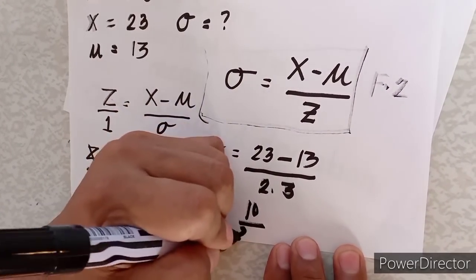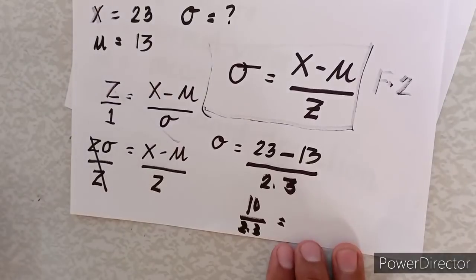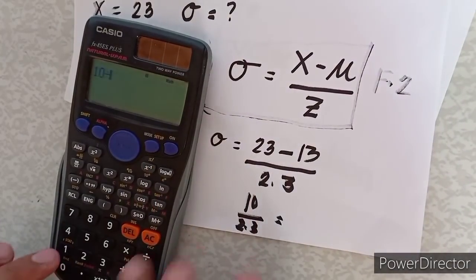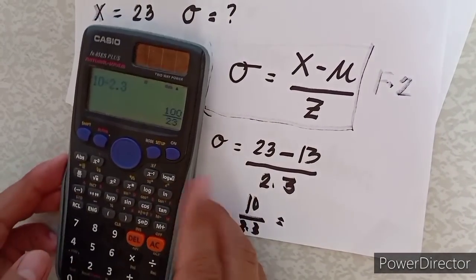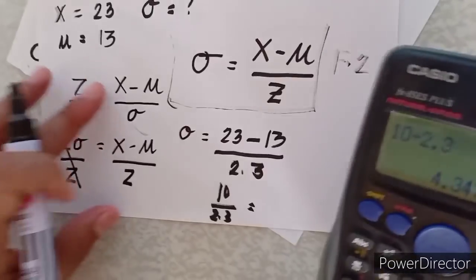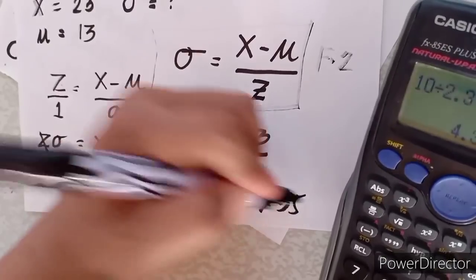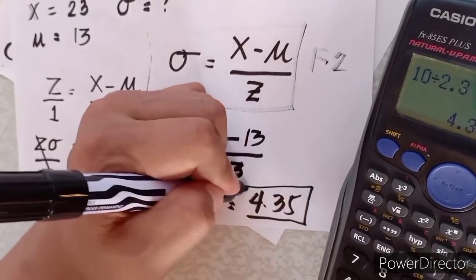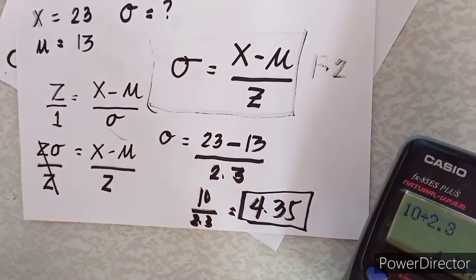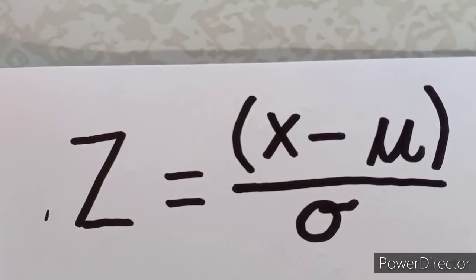10 divided by 2.3 is equal to 4.35. This is now our standard deviation. Are we clear? Yes. Number 3.